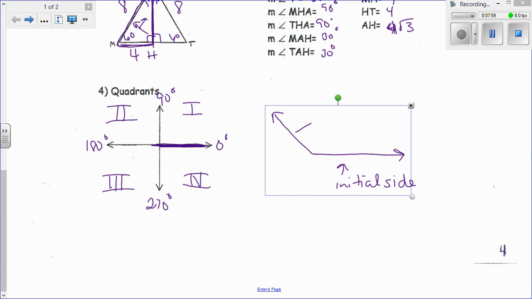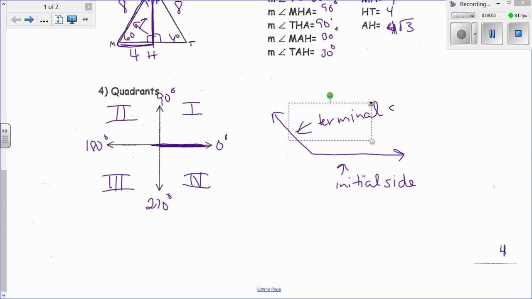And this would be my terminal side. And our initial side always starts at 0 degrees. Terminal is where we end.